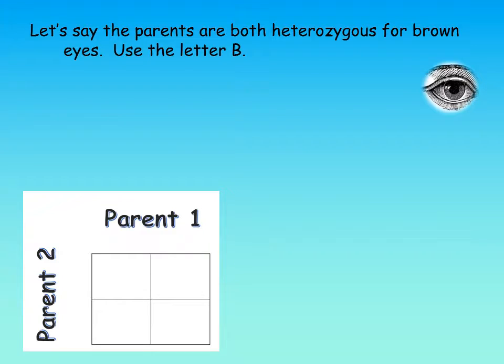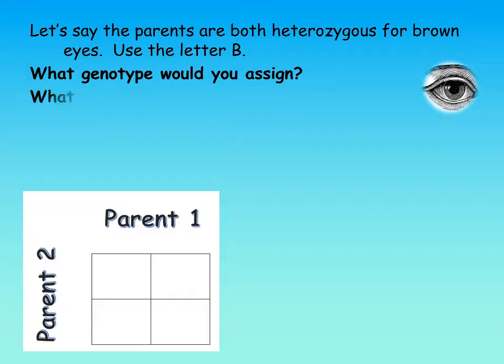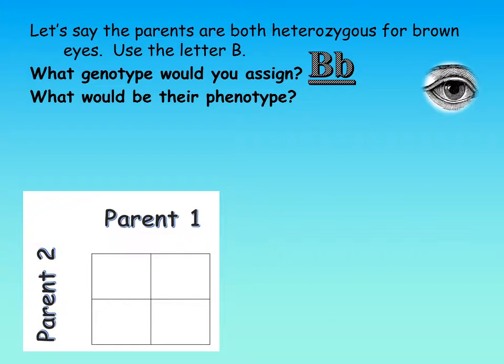So let's say the parents are both heterozygous for brown eyes. We're going to use letter B, looking at eye color this time. So let's imagine or think about what's the genotype you would assign. Hopefully you came up with big B, little b, one of each. And what would be their phenotype? Well, if you know eye color that's dominant, then this would be brown.